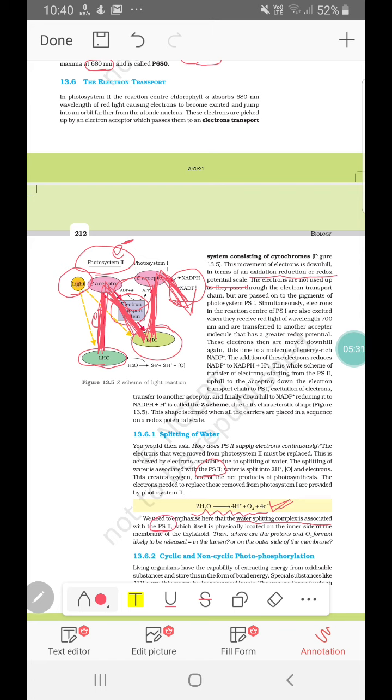And where is PS2? On the inner side of the thylakoid. Suppose this is the thylakoid. On the inner side, PS2 is present, and on the outer side, PS1 is present.